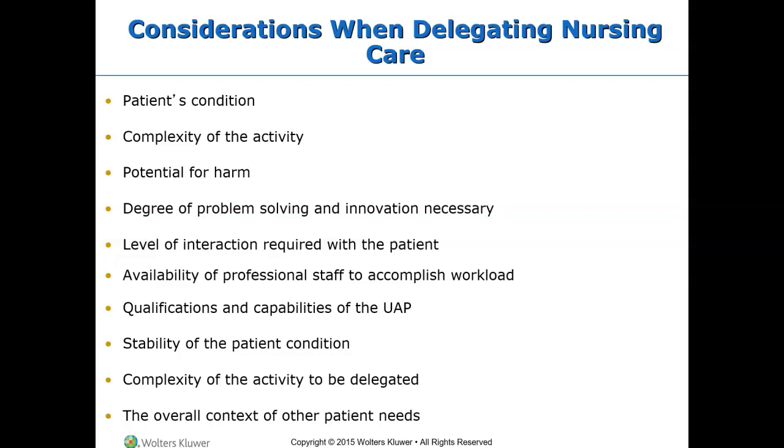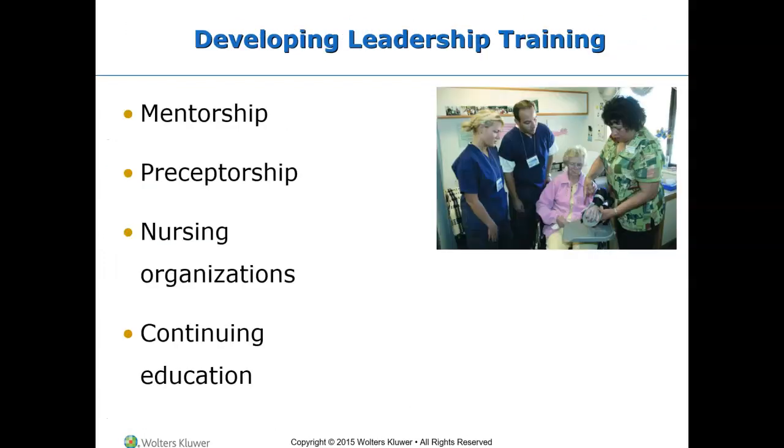Patient's condition, complexity of the activity, potential for harm, degree of problem solving and innovation necessary, level of interaction required with the patient, and availability of professional staff to accomplish the workload, qualifications and capabilities of the unlicensed assistive personnel, stability of the patient's condition, complexity of the activity to be delegated, and the potential for harm, the predictability of the outcome, and the overall context of other patient needs.